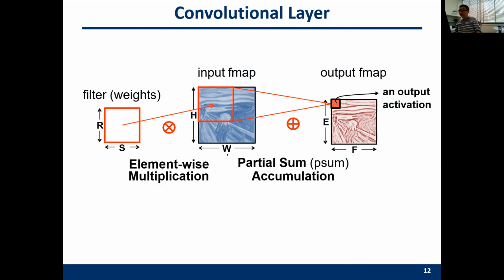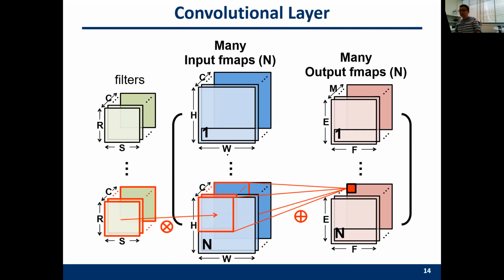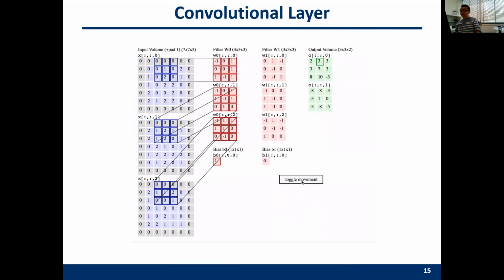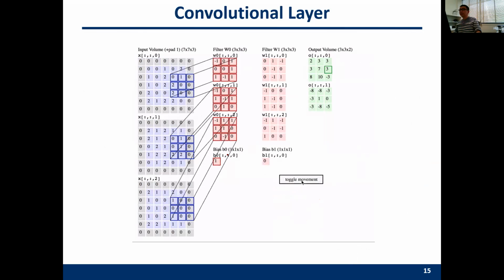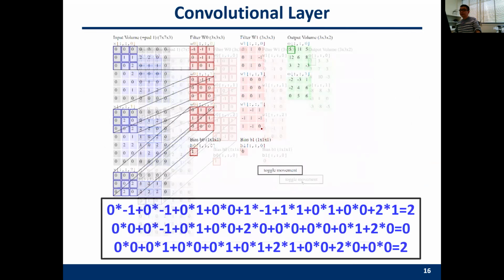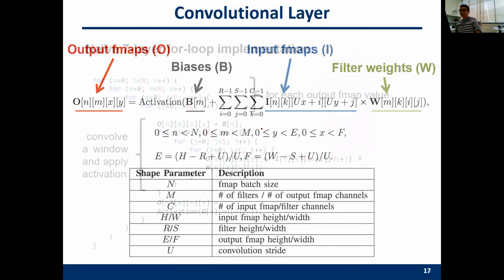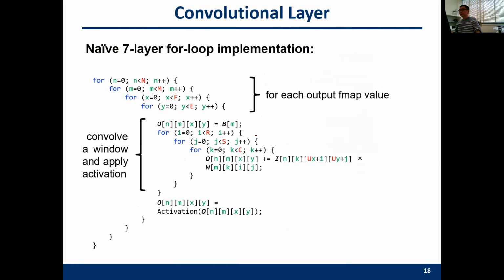And then we have the algorithm of the convolutional neural network. Here is one example. The algorithm itself is very simple. It's just a multiply accumulation. But we have 7 different levels of loops.